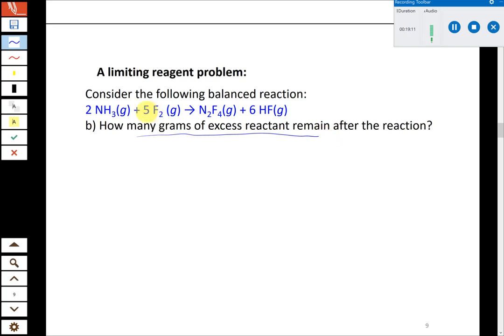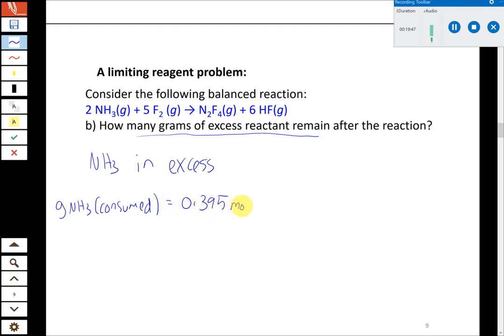So because F2 is the limiting reactant, that means the other one, NH3, is our excess reactant. So we're going to figure out how much NH3 is left over when the reaction goes to completion. So the way we do this is we're going to use, again, starting with a limiting reactant, stoichiometry to figure out if we have that amount of our limiting reactant, how much NH3 will actually react with it, how much NH3 is required. And so we're going to calculate the mass of NH3 that's going to be consumed in this reaction using stoichiometric ratios. So we're going to start once again with moles of limiting reactant, which is 0.395 moles of F2.